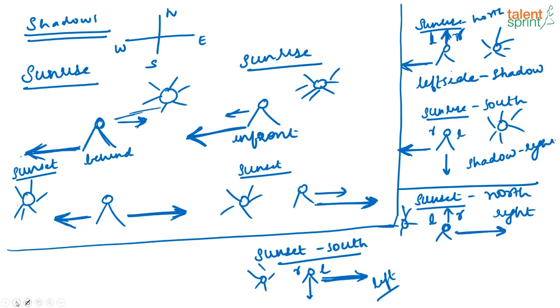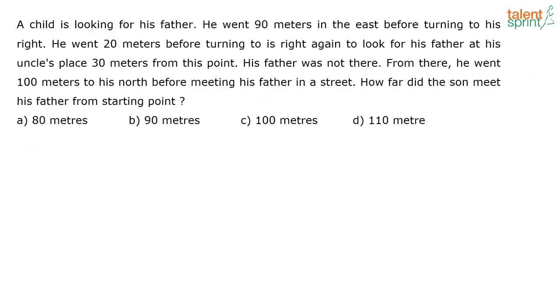Now let's directly start solving questions from this topic. So the first question for today's session is there on your screen. A child is looking for his father. He went 90 meters in the east before turning to his right. He went 20 meters before turning to his right again, and to look for his father at his uncle's place 30 meters from this point. His father was not there. From there, he went 100 meters to his north before meeting his father in a street. How far from the starting point did the son meet his father?